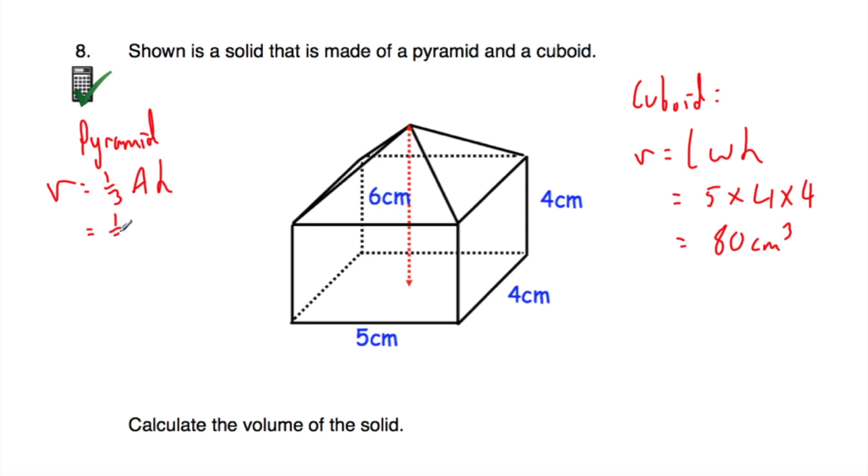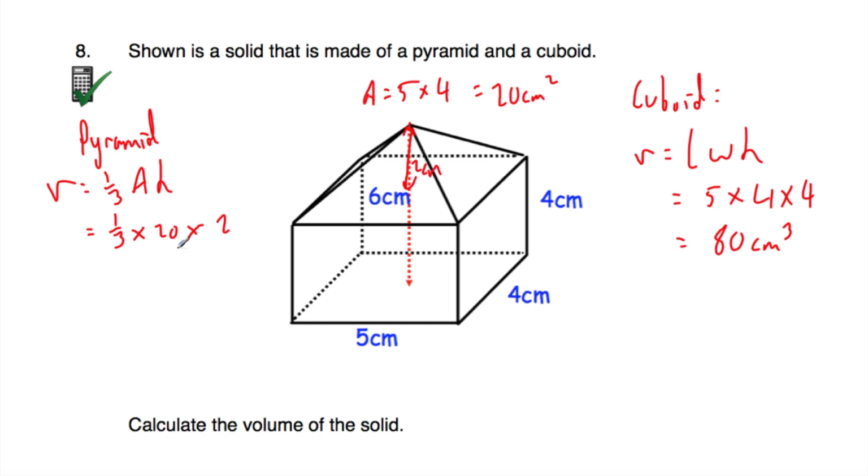So it's going to be a third multiplied by 20, the area of that base. I'm just going to write that down, the area would be equal to 5 times 4, which is equal to 20 centimeters squared. That's the area of the base of the pyramid. And then we need to multiply by the height. Now in terms of the height of the cuboid is 4, and the height of the whole solid is 6. So if we do 6 take away 4, that is equal to 2. So that means the height of the pyramid would be equal to 2 centimeters.